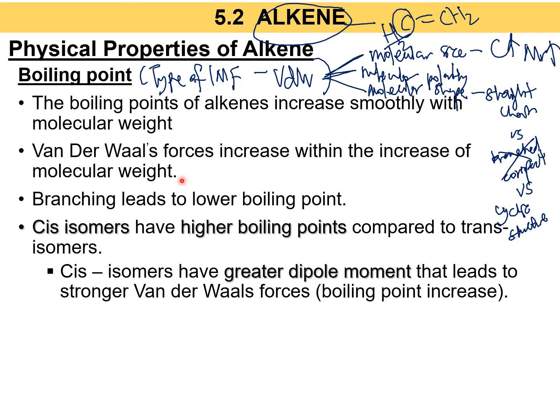Then branched alkenes lead to a lower boiling point. Why? Because a branched alkene is more compact. What is special about the boiling point of alkenes is the cis-trans isomerism. If an alkene has cis isomers, it will have a higher boiling point compared to trans isomers. So where an alkene has both cis and trans isomers, we know that the cis isomer has a higher boiling point than the trans isomer, because cis isomers have a greater dipole moment which makes the van der Waals forces stronger.